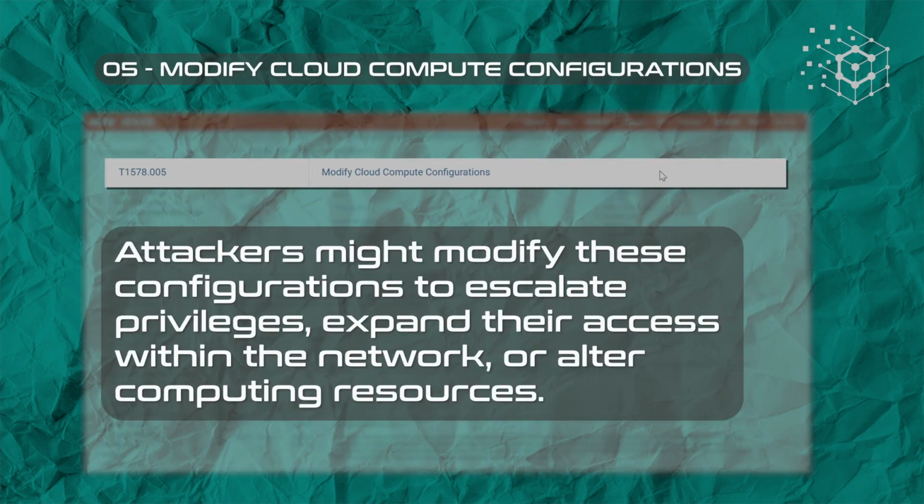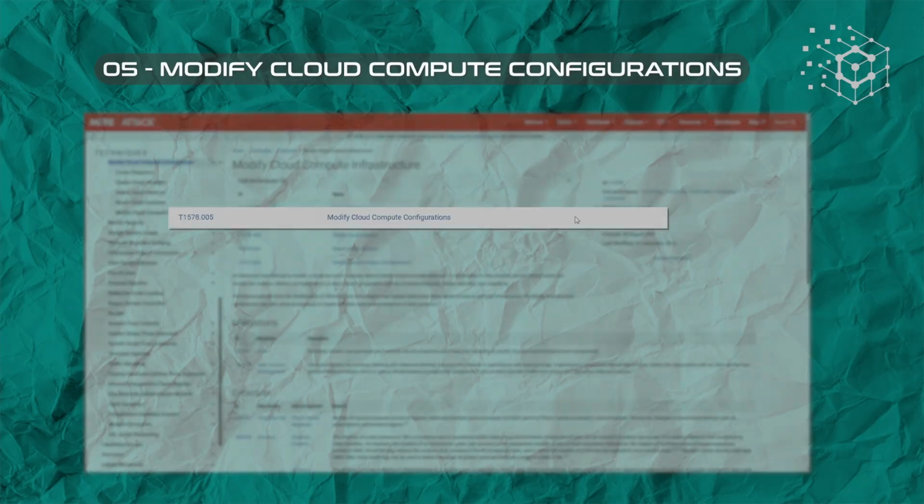5. Modify cloud compute configurations. This involves changing the settings of cloud computing resources. An attacker might modify these configurations to escalate privileges, expand their access within the network, or alter computing resources to better suit malicious purposes. This technique was chosen because it only appears on the infrastructure as a service and overarching cloud boards, as it is different from any other cloud matrix.